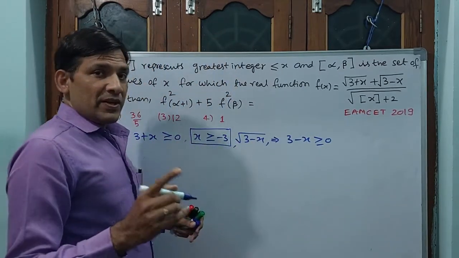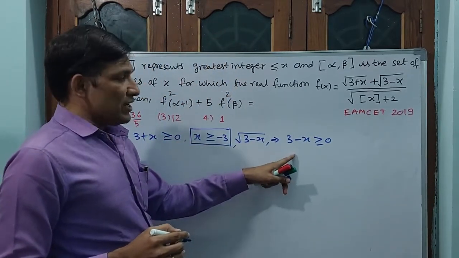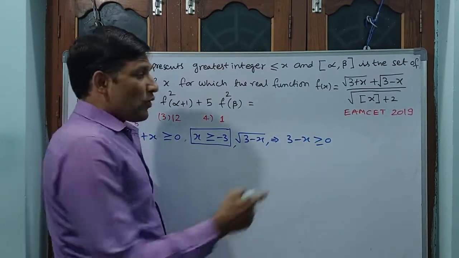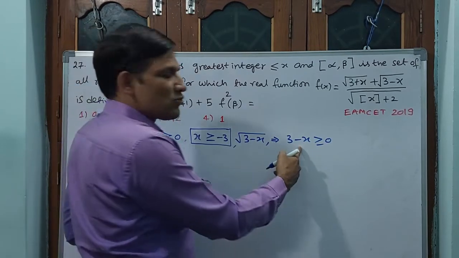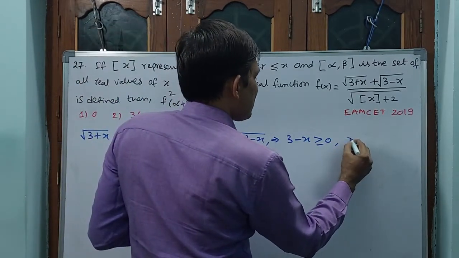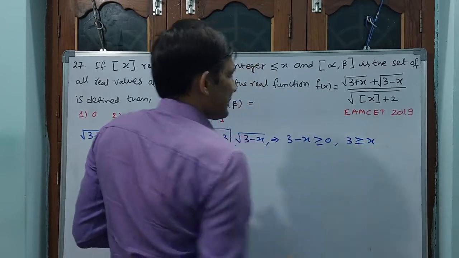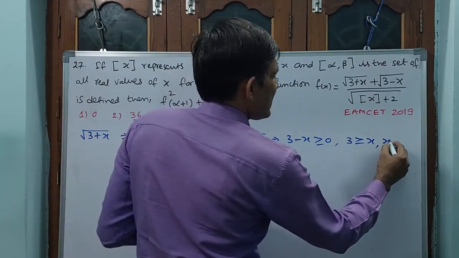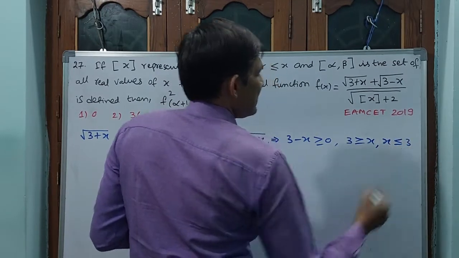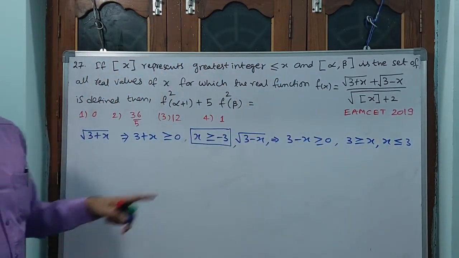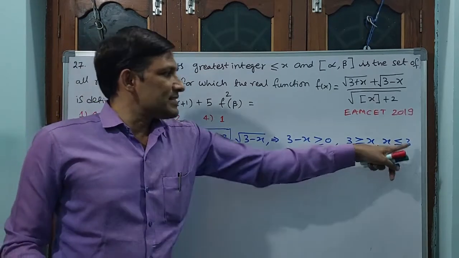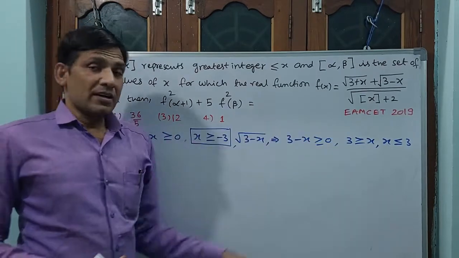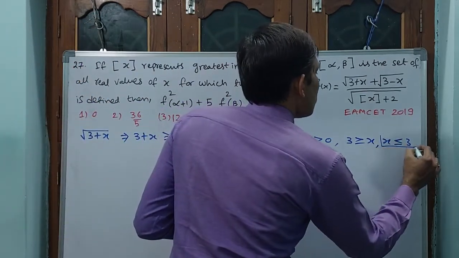Again, rather than subtracting 3, what I am doing is adding x to both sides. If you add x here, minus x plus x gets cancelled. Then what will happen? 3 is greater than or equal to x. That means x is less than or equal to 3. Is it okay? If 3 is greater than x, it means x is less than 3. Equal to is okay. You understand? That means this value also you have to box.